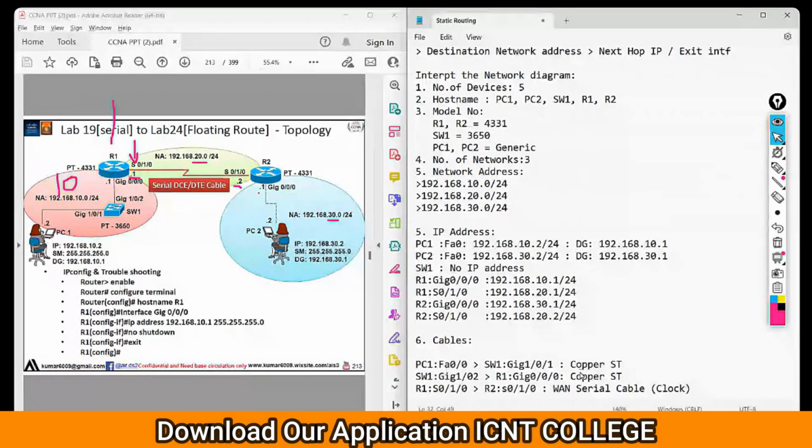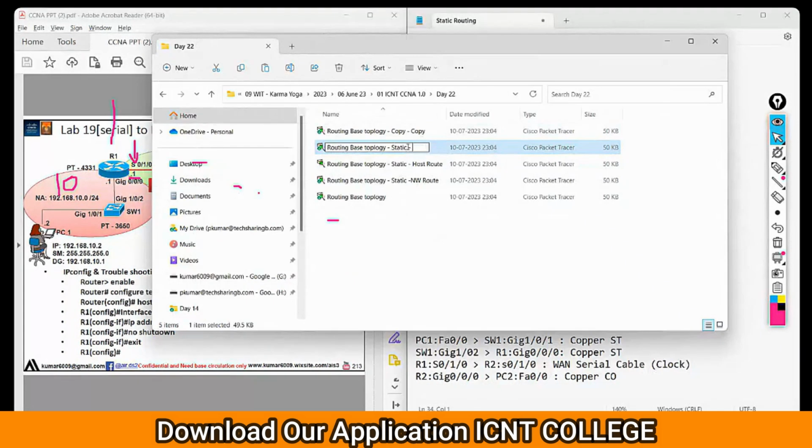So the idea you have to understand here is what cable you are using. Otherwise, you select the wrong cable there. So you have to select the serial cable with the clock. Understand? Then again, for R2, I will teach you default route.